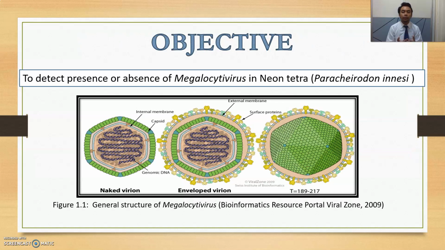The objective for this study is to detect the presence or absence of megalocytivirus in neon tetra. As you can see from figure 1.1, it is the general structure of megalocytivirus.